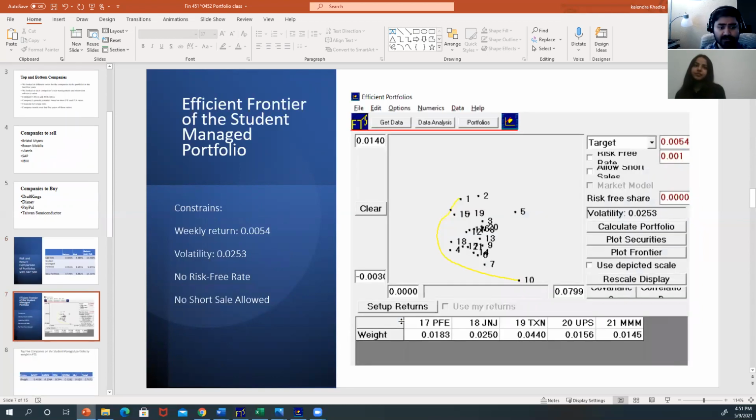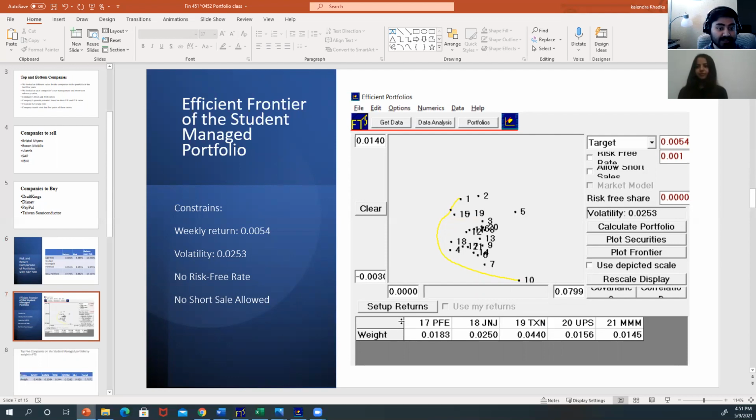In the next slide, what I have done is I have used the historical weekly return data for the student managed portfolio to plot efficient frontiers on our FTS system. There are some constraints that I have used. I have used my weekly return to be 0.54%. My volatility is found to be 2.53% in that case. We do not allow any risk-free rate. We do not allow any short sales. And what we found with that is the weight of the companies that we should have in our student managed portfolio.